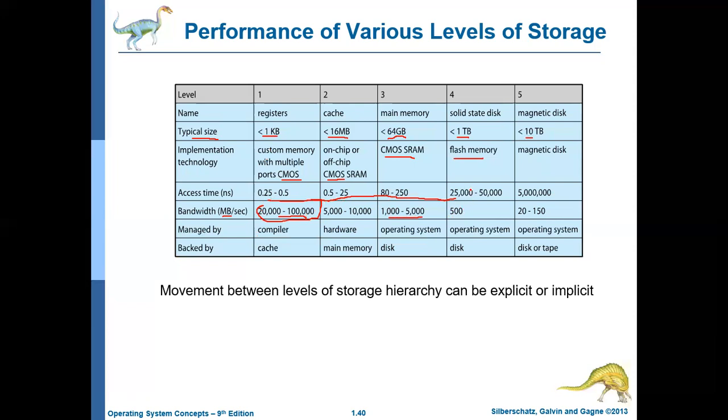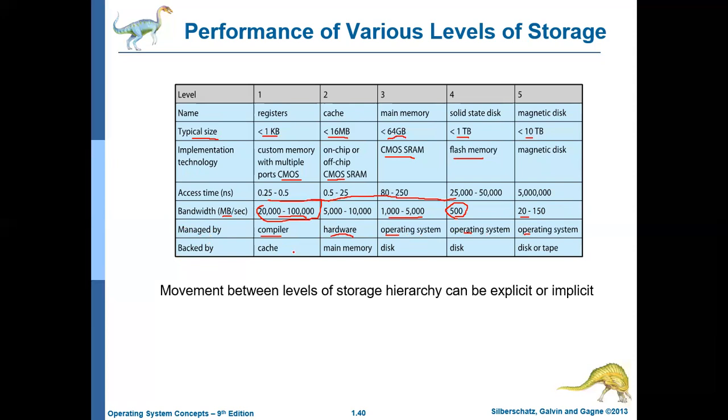Whereas if you come to solid state disk, the transfer rate is reducing. It is 500 megabytes, that is 0.5 GB per second. Magnetic disk, the data transfer rate is still reducing. And registers are controlled by the compiler, and cache memory is controlled by the hardware. Main memory is controlled by the operating system. Solid state disks and magnetic disks are also controlled or managed by the operating system.